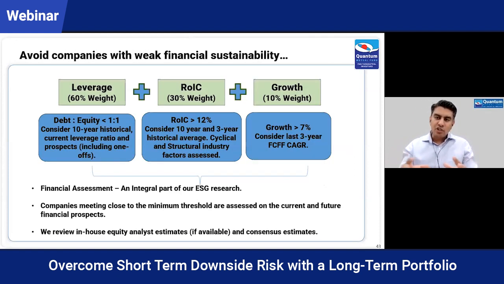We also look at financial sustainability, as explained before. Any company which has a very high leverage will not come into our portfolio. Any company where the return on invested capital, the minimum threshold that we look at is 12%, and the growth in free cash flows has to be 7%.